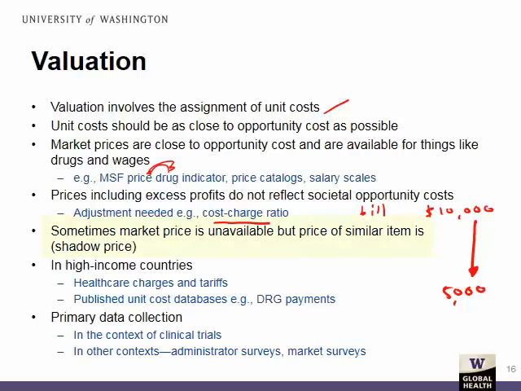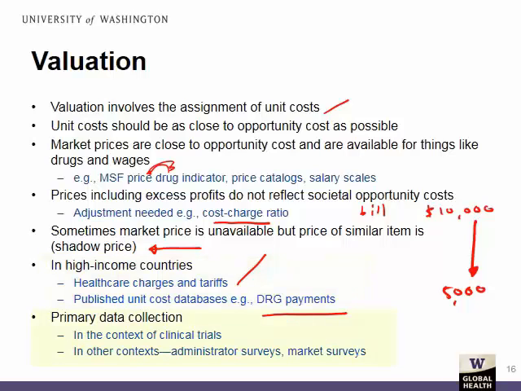Sometimes market prices are not available, but you can use what they call a shadow price, which means a price of a similar product to get at the price of the product for which you want to perform a valuation. In high income countries, you have healthcare tariffs and charges, and you have some databases like the DRG payments for Medicare services. And so you can use those to estimate cost.